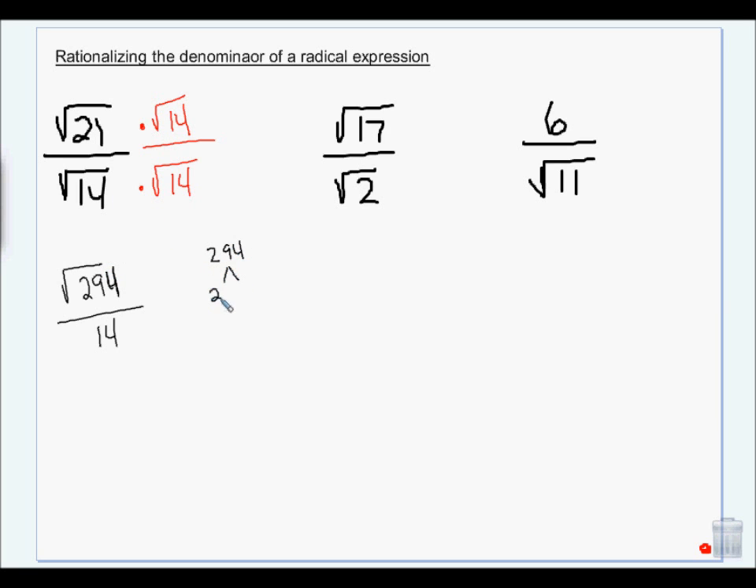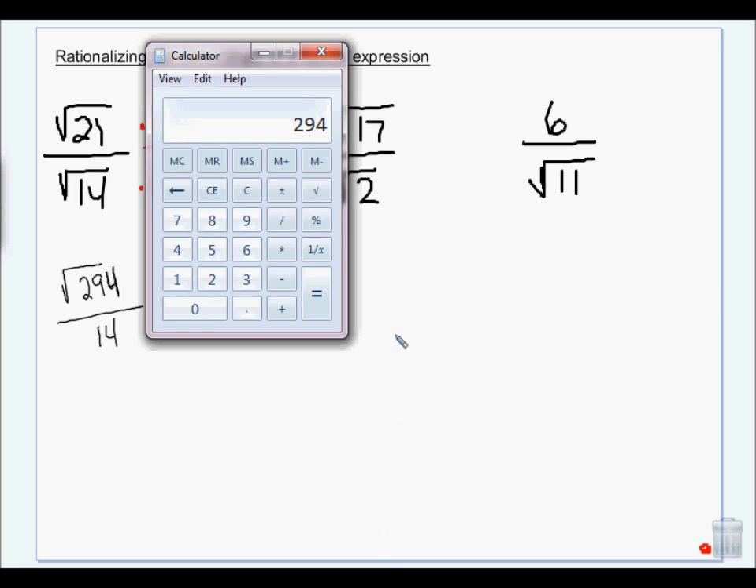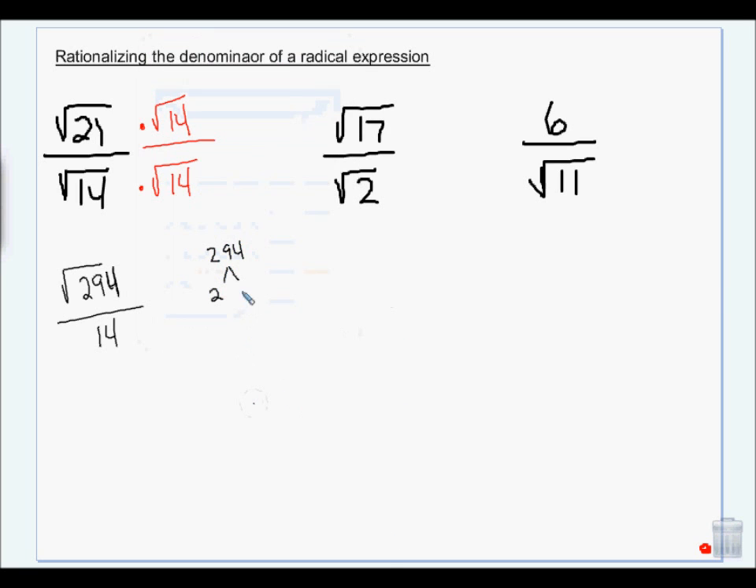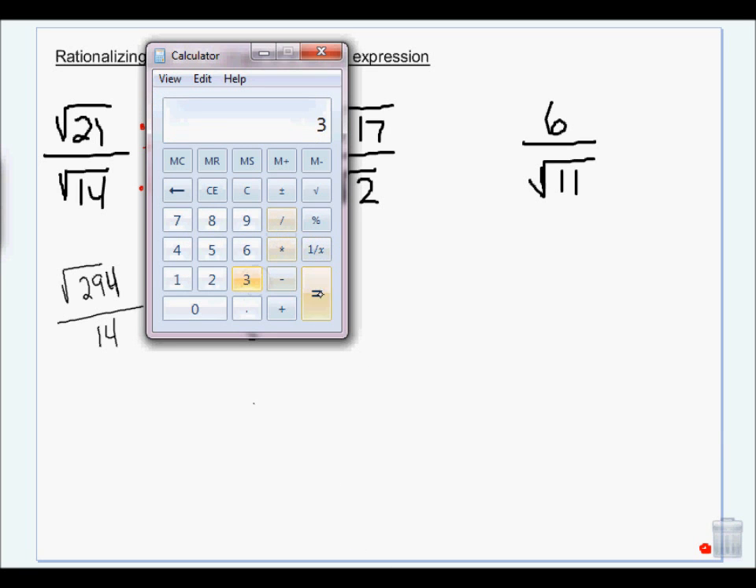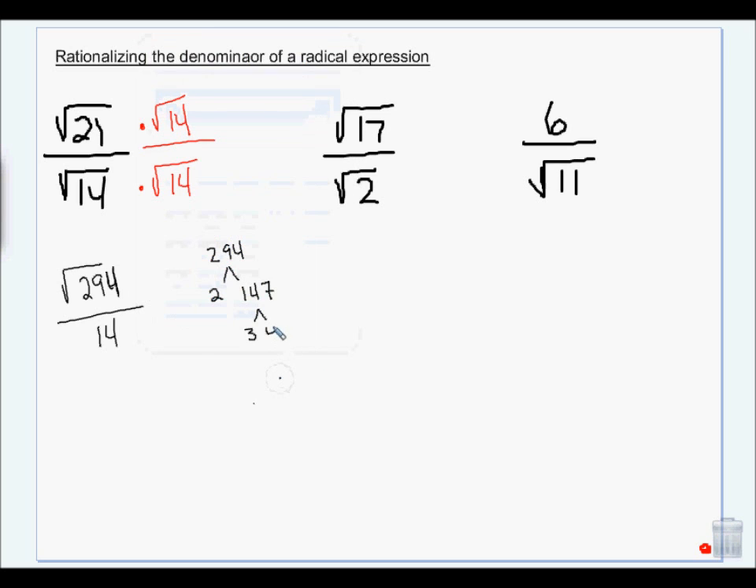So I'm going to make a factor tree. I know it divides by 2. And that gives me 147, which is 12 if I add them together. So I know it'll divide by 3. Whoops, no. Which gives me 49, which will divide by 7. And so I do have a perfect square in there. So this is 7 times the square root of 6, because the 2 and the 3 stay.